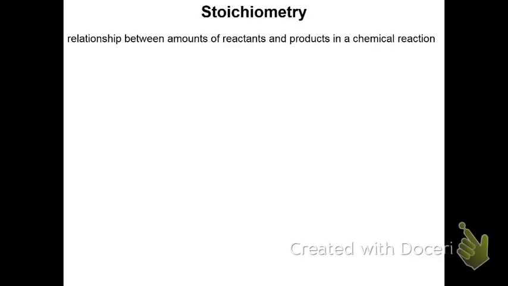This will be a review of stoichiometry, which is the relationship between amounts of reactants and products in a chemical reaction. So using stoichiometry, we can determine how much of a reactant we need to form a certain amount of product, or how much we need to react completely with another reactant.